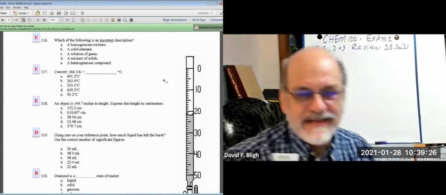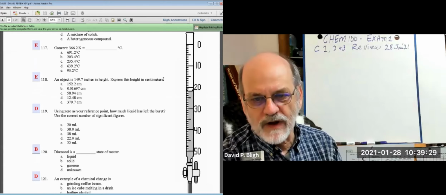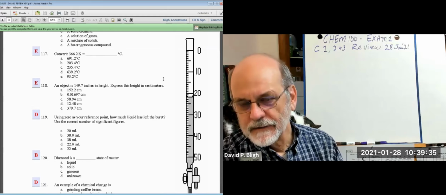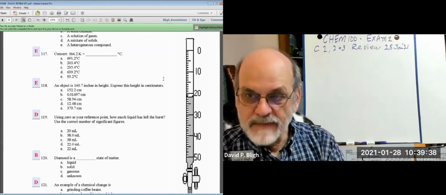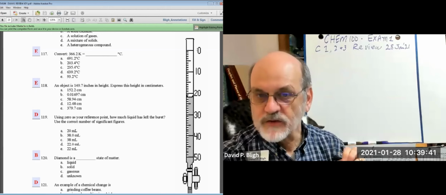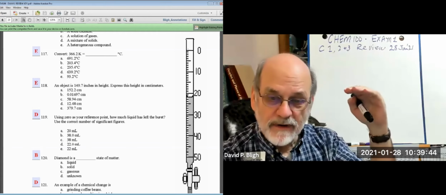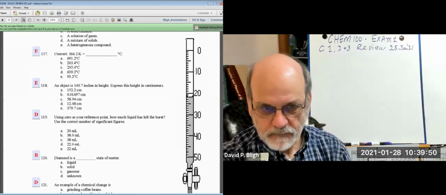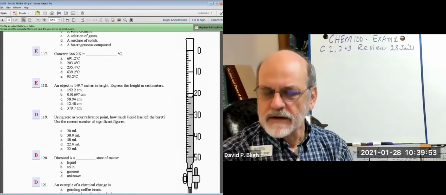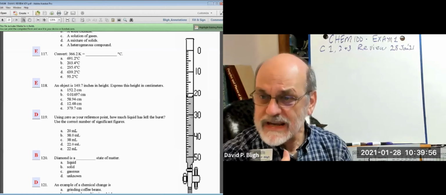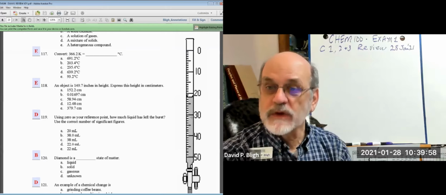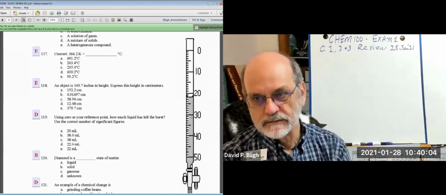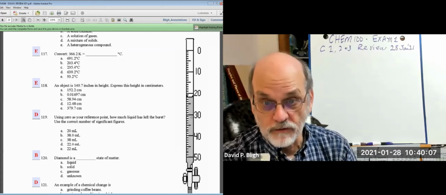Okay, 119. 119 refers to this burette on the right. You can't see all of it, but the burette is a device that allows you to deliver a measured amount of liquid. That's why it's calibrated from 0 at the top to a larger number at the bottom, in this case 50. And this is in milliliters. So when you read a burette, you have to read it from top to bottom, not like a graduated cylinder from bottom to top. That's the first mistake you need to avoid.